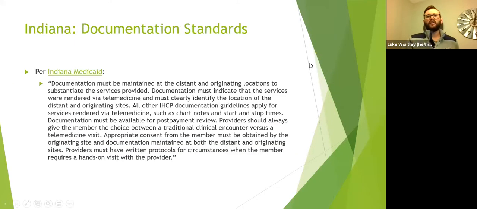But the thing that most of y'all probably came for is to talk about documentation when it comes to telehealth. According to Indiana Medicaid, documentation must be maintained at the distant site and originating site to substantiate any service provided. Documentation must indicate that services were rendered via telemedicine and must clearly identify the location of both distant and originating sites.